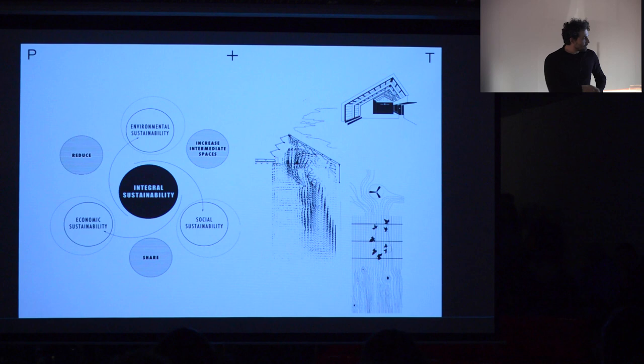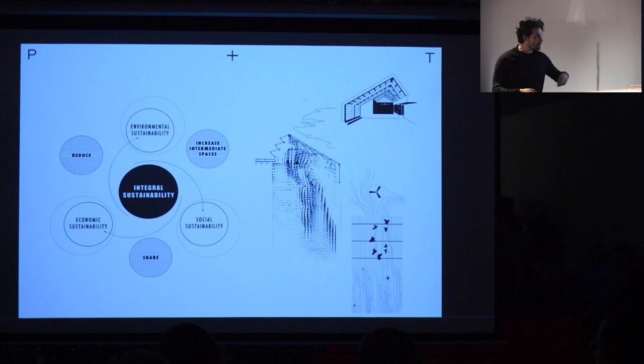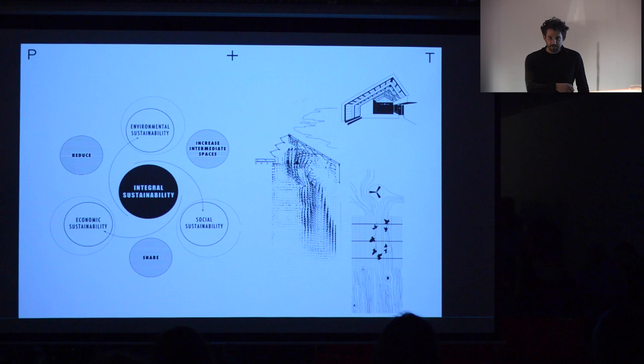And then, when we want to be environmental and economic at the same time, the strategy we will talk about is the idea of reducing. If we reduce the amount of layers, if we reduce the amount of energy, every time we reduce, it's more sustainable, it's more environmental, but at the same time, it's more economic.